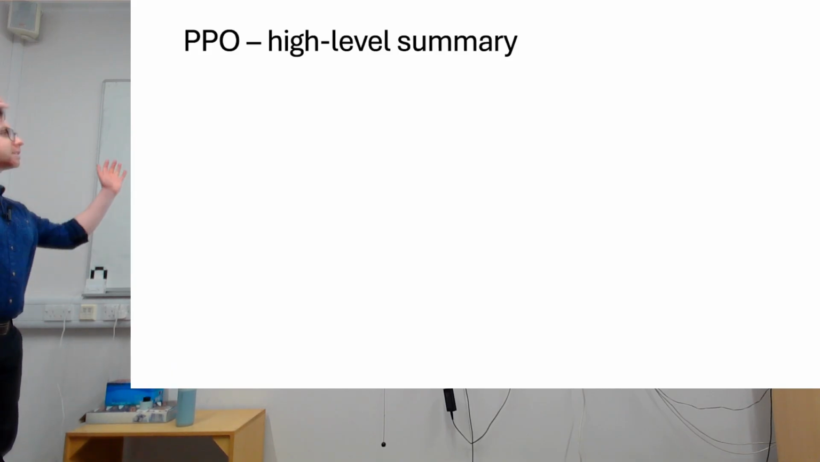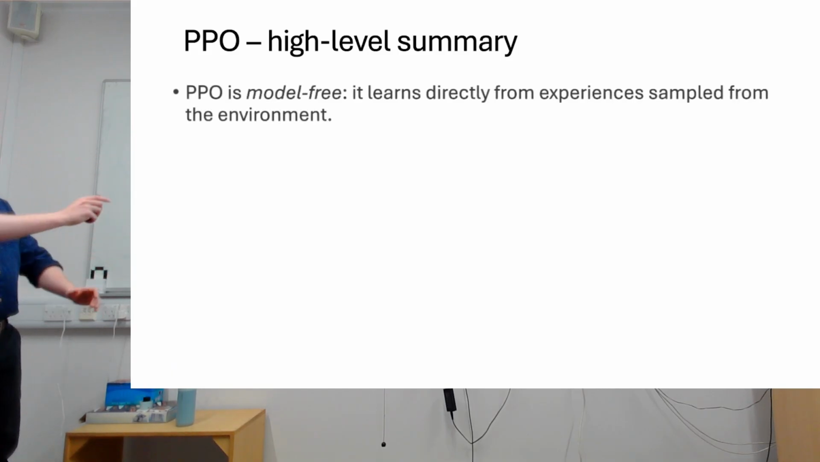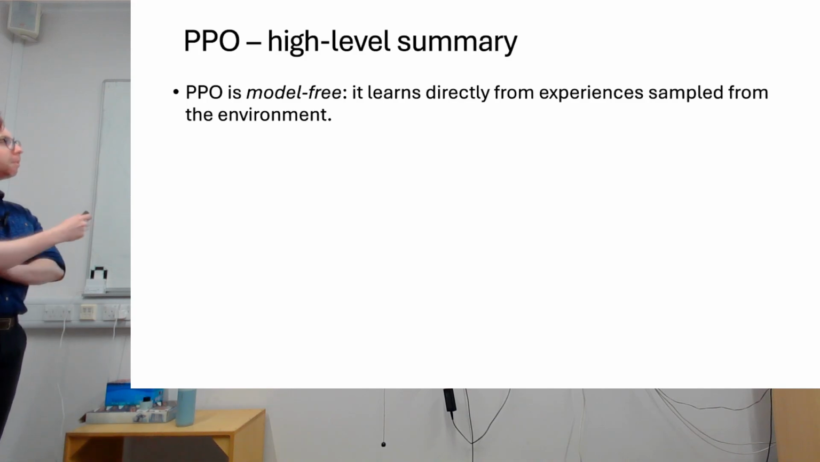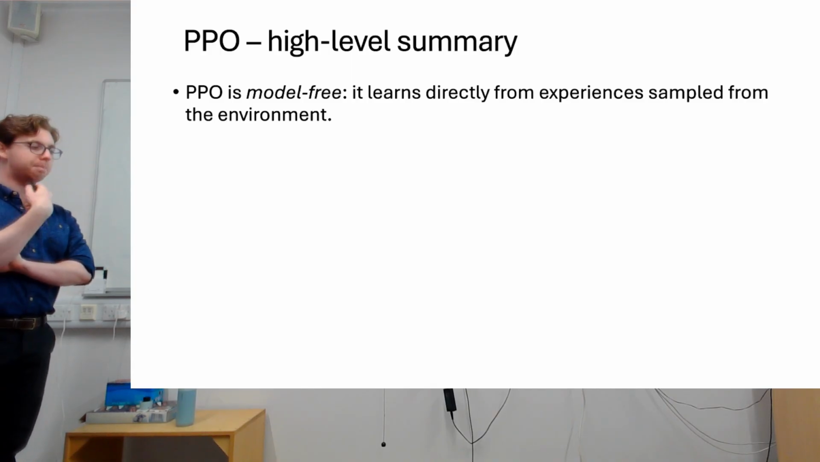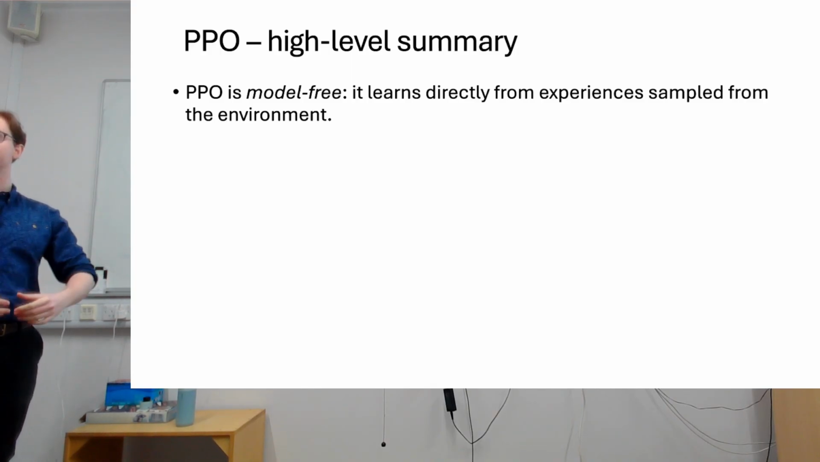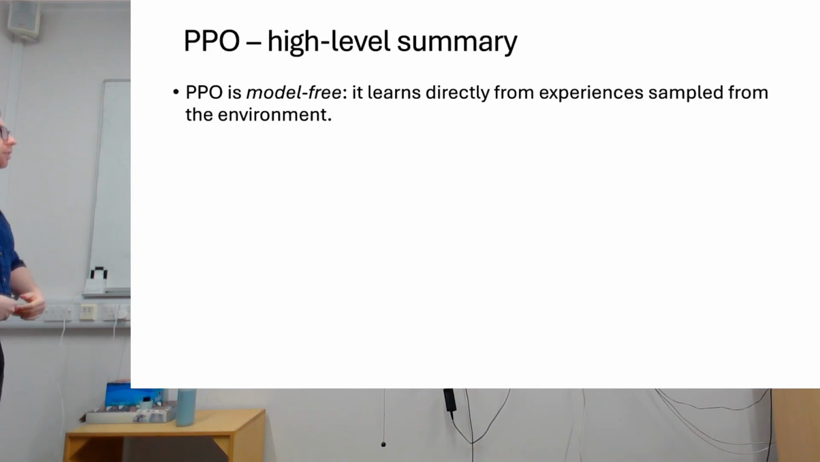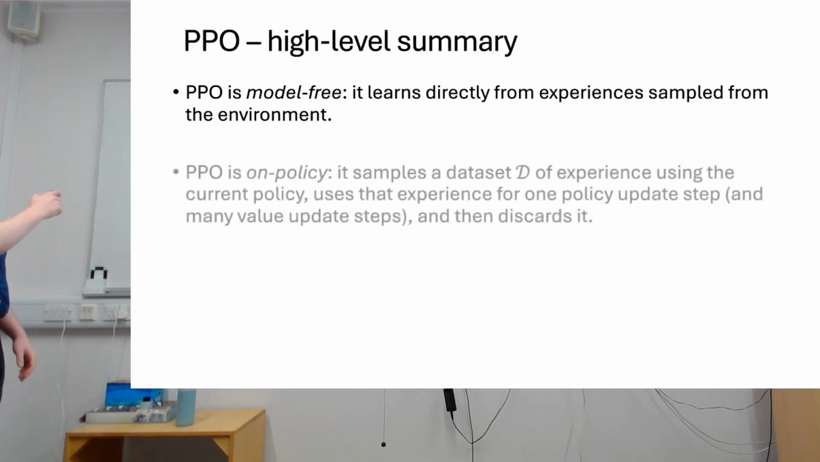Okay, let's summarize the algorithm and close out. So first of all, it's model free. What does this mean? It learns directly from experiences sampled from the environment. So we do a batch of rollouts. This generates our data set, and this is it. We don't need to build a model. We don't need to be given a model.